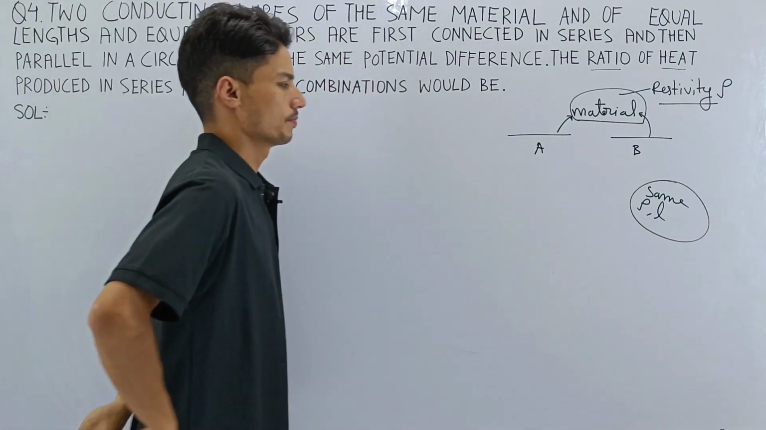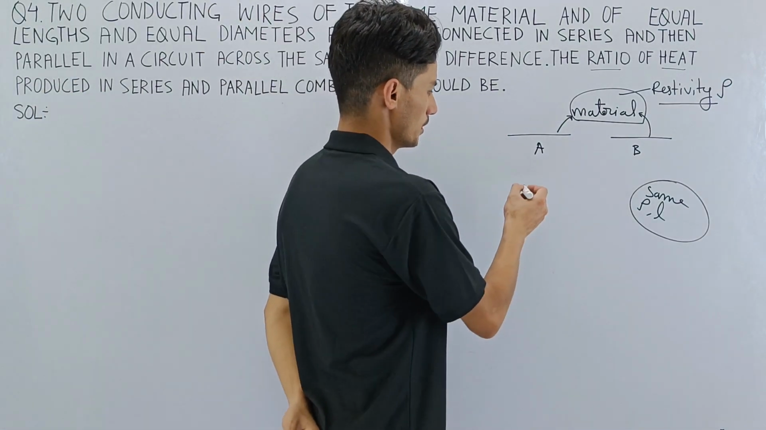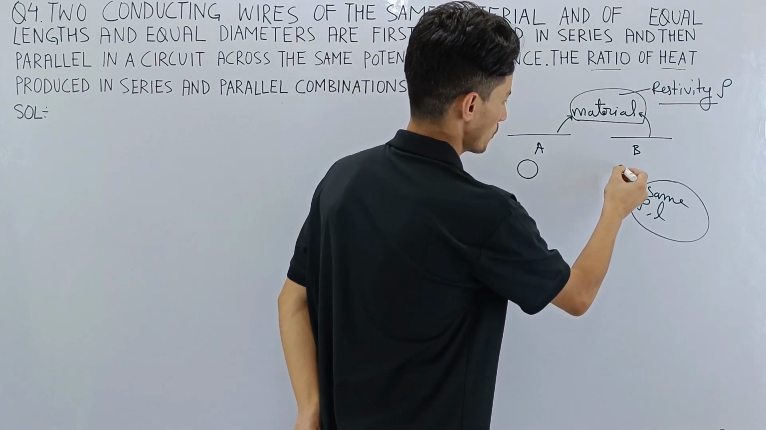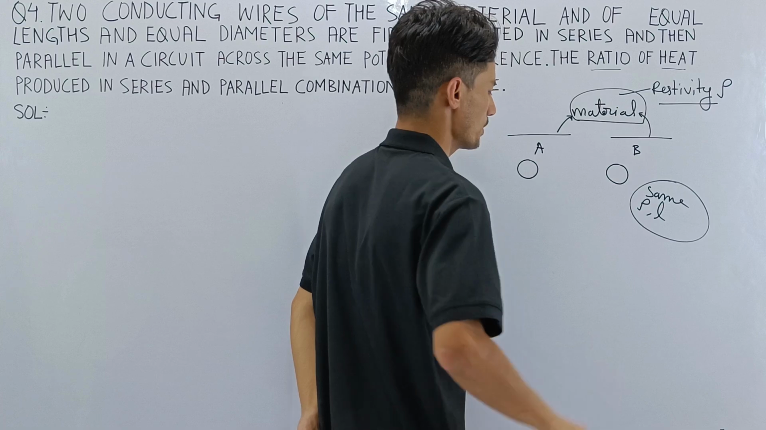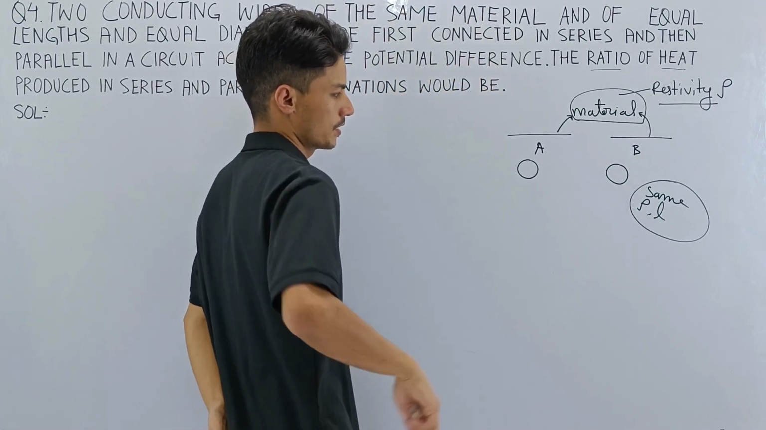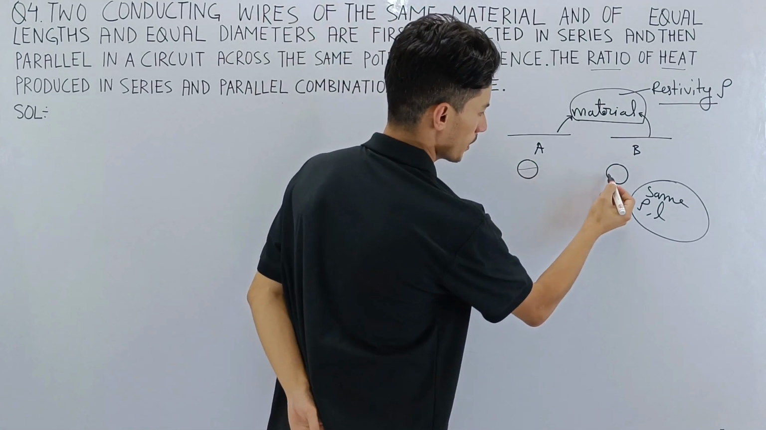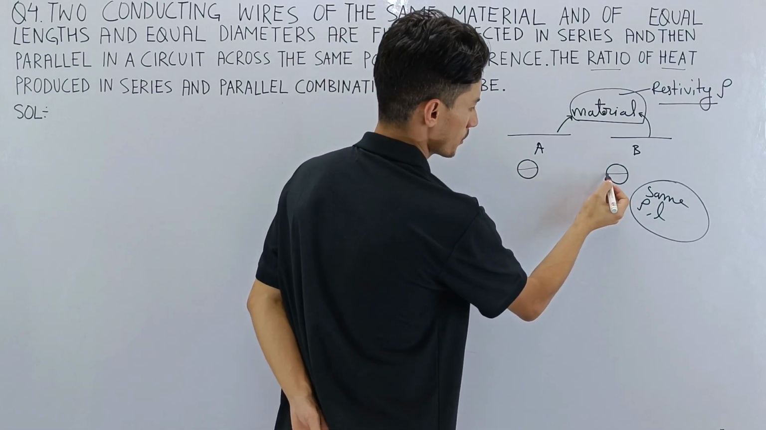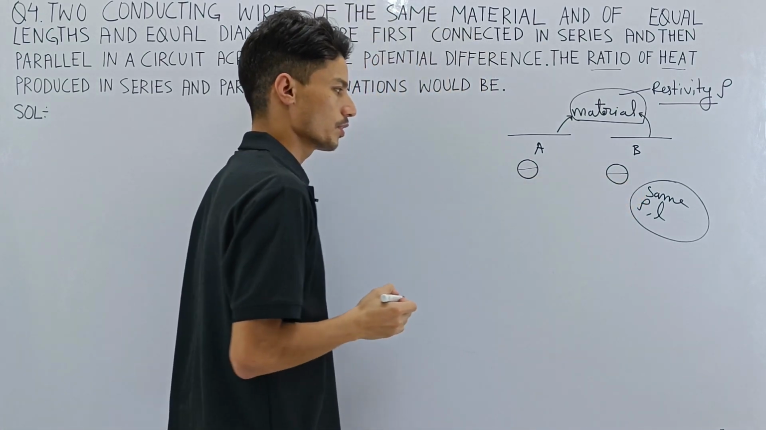So the diameter is also same. Now what is diameter? See, diameter has to be drawn in a circle. So same diameter means the diameter is like this. This is called diameter. From one end of the circle to the other end, this is called diameter. So the diameter of the wire is also same.